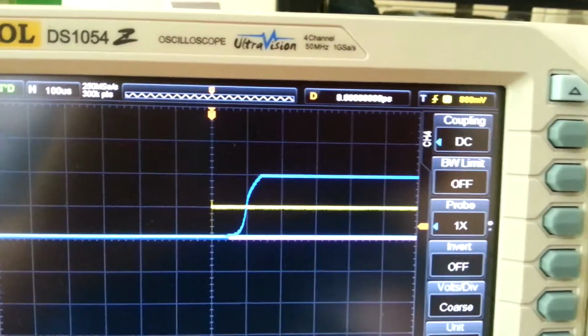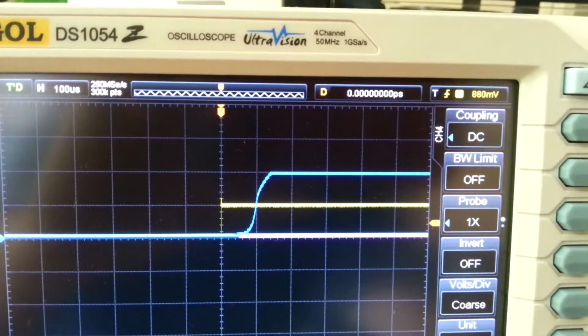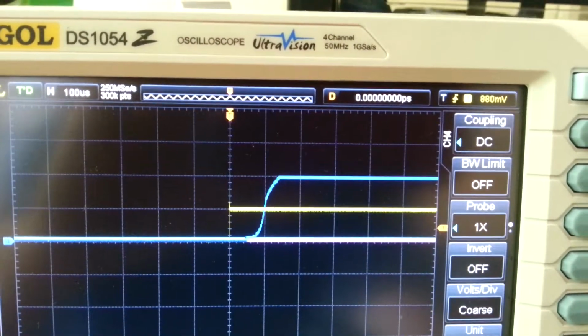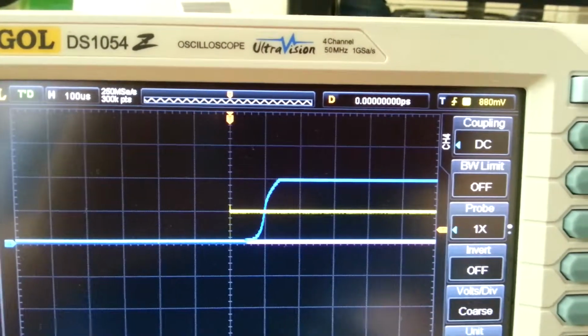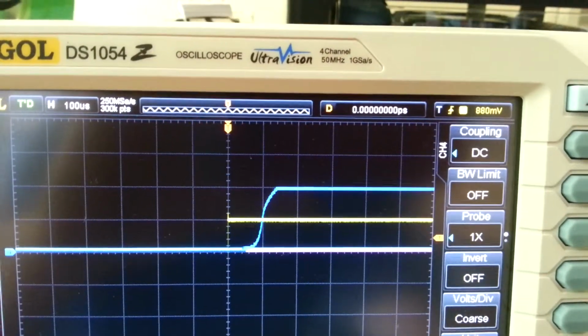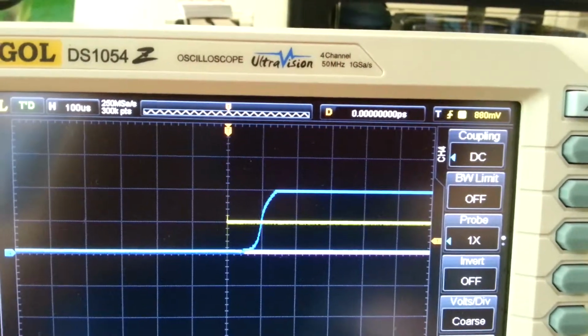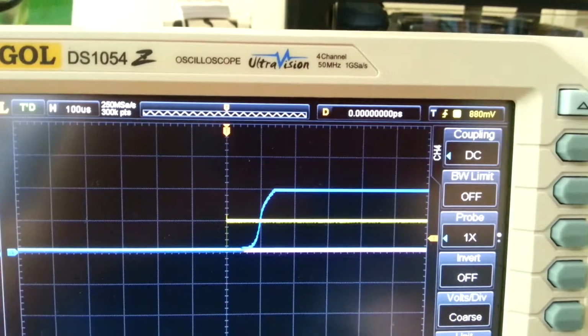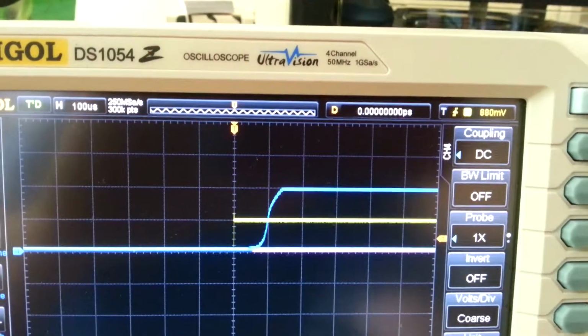That's basically the MOSFET turning on, which is one of the things that I want to measure, because I need to know how fast I can switch it and how long that capacitor takes to actually get charge. And that sort of gives me an indication.